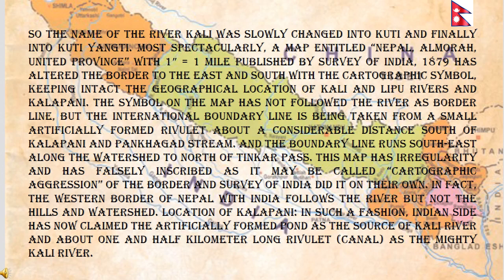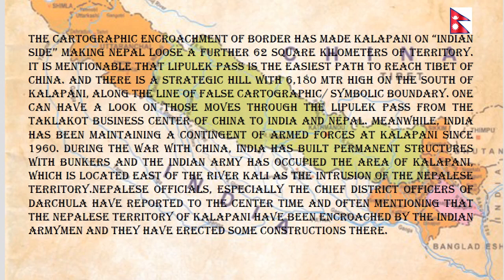This map has irregularity and has falsely inscribed, as it may be called, cartographic aggression of the border, and Survey of India did it on their own. In fact, the western border of Nepal with India follows the river but not the hills and watershed. Indian side has now claimed the artificially formed pond as the source of Kali River and about 1.5 kilometer long rivulet, canal, as the mighty Kali River. The cartographic encroachment of border has made Kalapani on Indian side, making Nepal lose a further 62 square kilometers of territory.